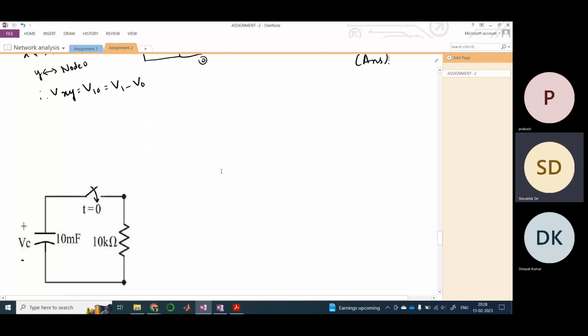Okay, so this is problem number 13. Now only a few problems are left. There are 3 more problems. After that, we'll end the session.